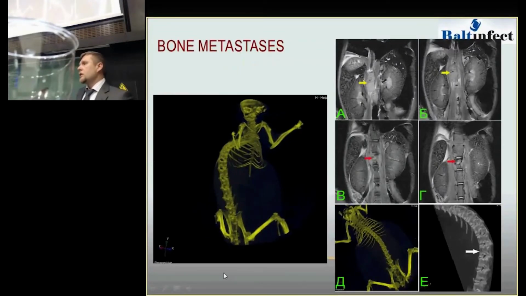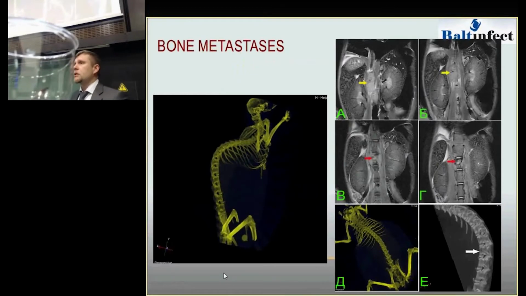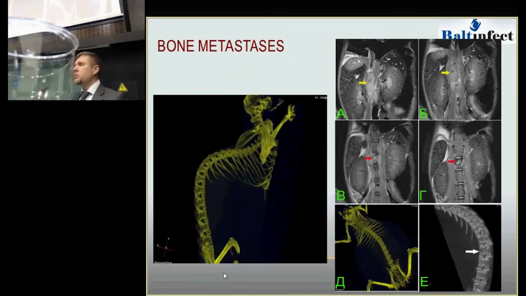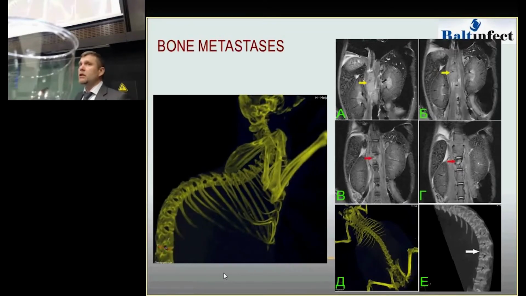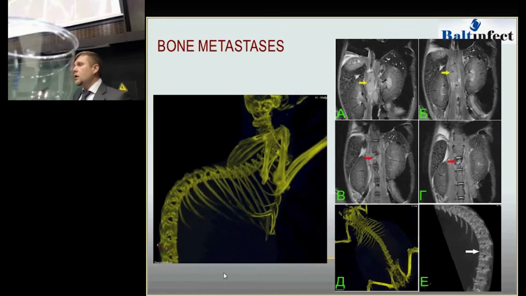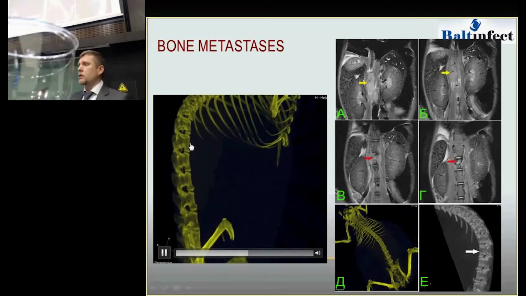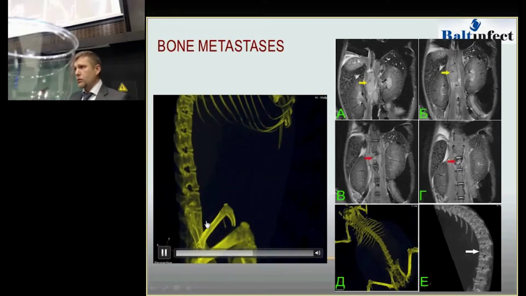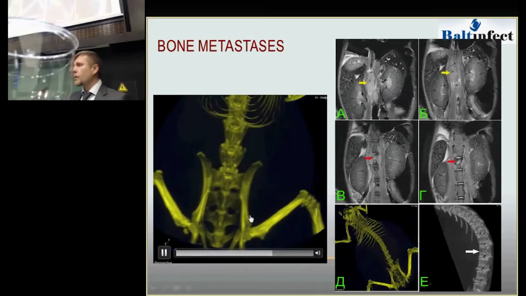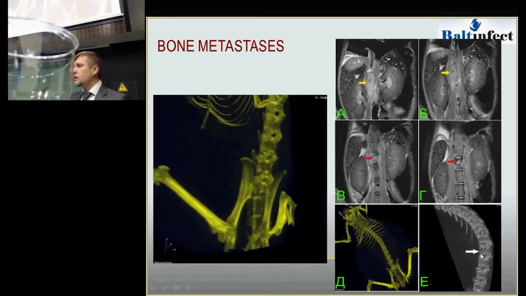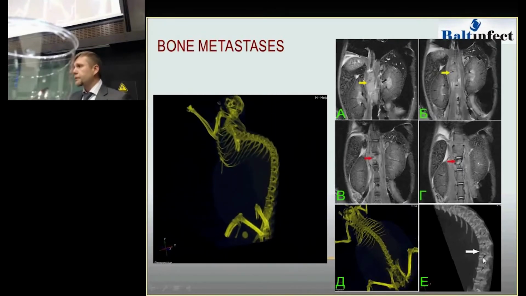And as I mentioned before, one of the main problems of breast cancer is bone metastasis. So we spent some time to make an algorithm to detect bone metastasis. So here you can see bones. In this movie you can see the resolution of micro-CT. It's rather good. You could see a vertebra. It's a mouse. And here you can see the metastasis in a vertebra.